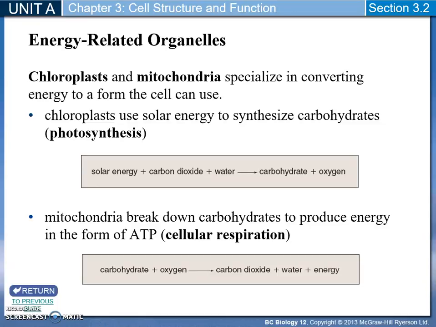Mitochondria, and again note that mitochondria are found in both plant and animal cells, break down carbohydrates to produce energy in the form of ATP. So these two processes are ongoing in order to keep our planet, as much as possible, in balance with oxygen and carbohydrates to be used by plant and animal cells for energy. And it all begins with solar energy, basically. Everything depends upon the energy that the Earth gets from the sun.